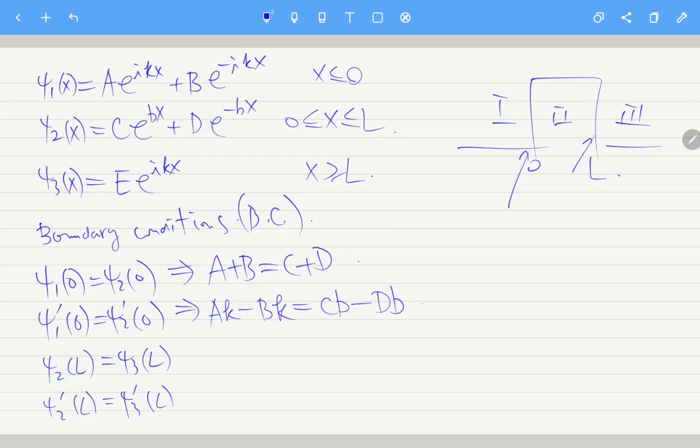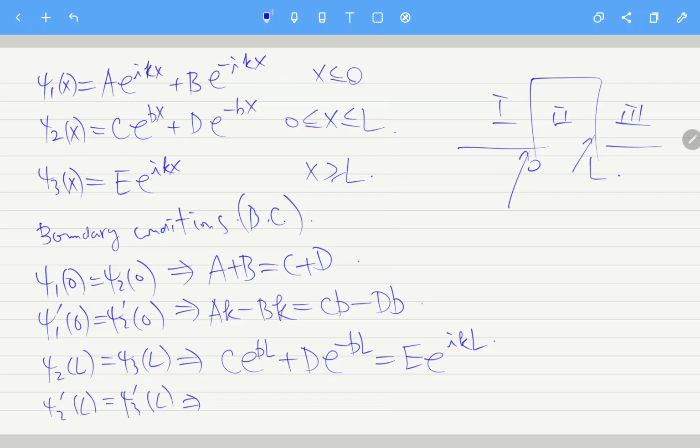Yeah, this two is still okay because we plug in 0 there. So exponential to 0 is only 1. But here we have something more complicated. So it will be c times exponential to bL, plus d exponential to negative bL, equals e times exponential to ikL. Well, to solve it will be more complicated.